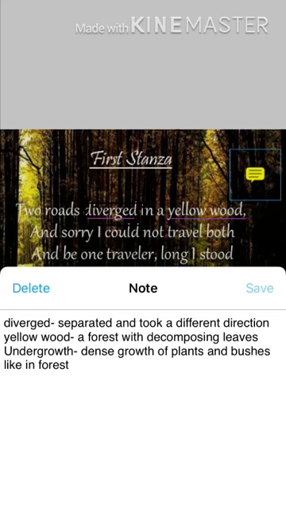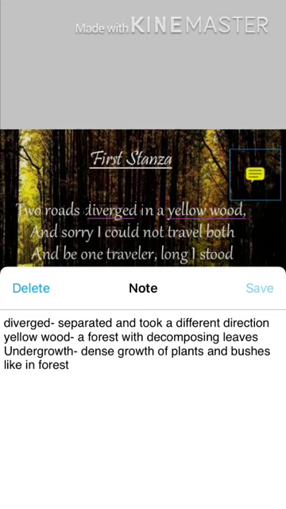Two roads diverged in a yellow wood, and sorry I could not travel both. And be one traveller long I stood, and looked down one as far as I could, to where it bent in the undergrowth. So, these are the meanings of difficult words in this stanza.